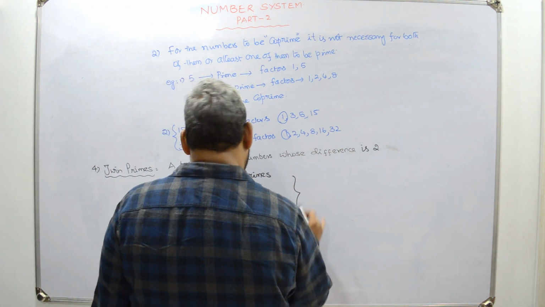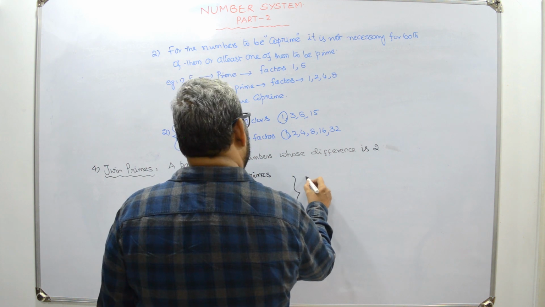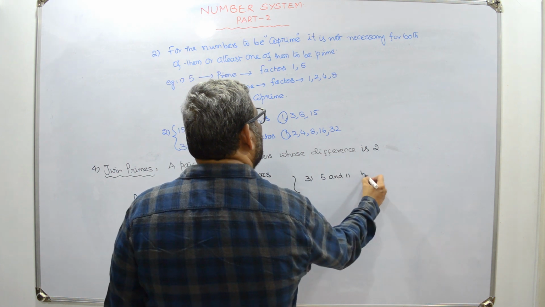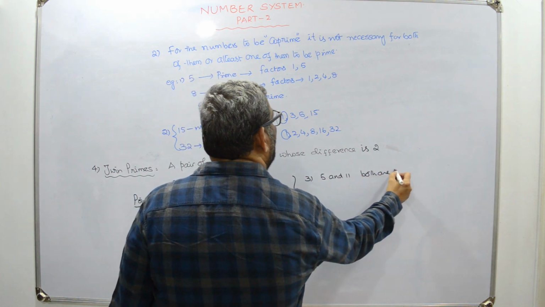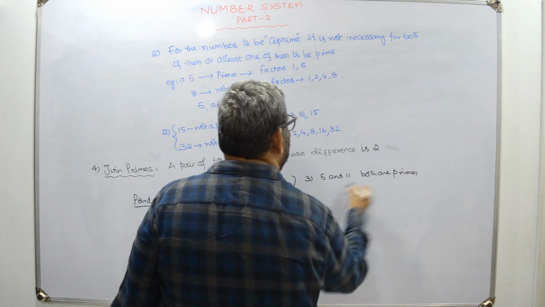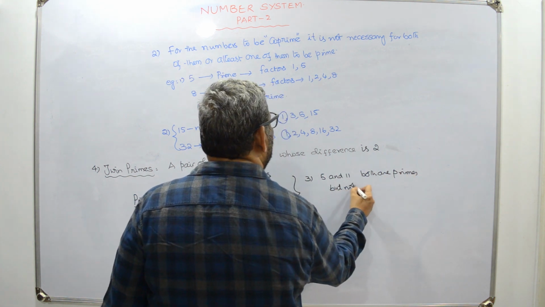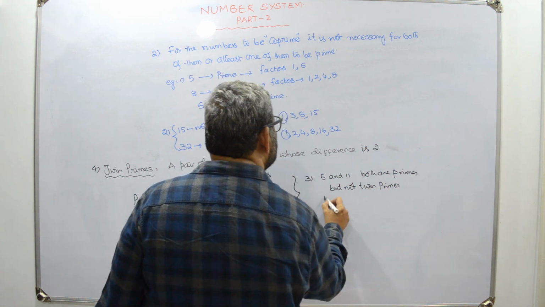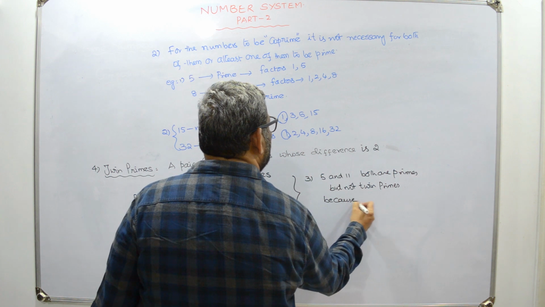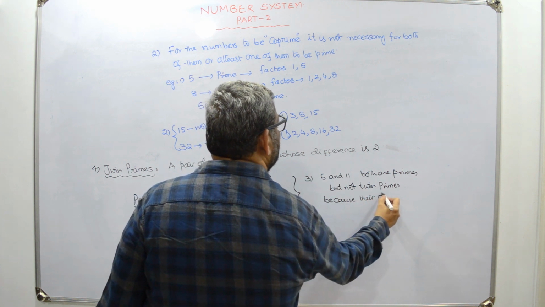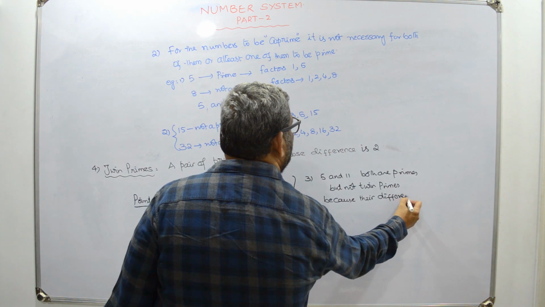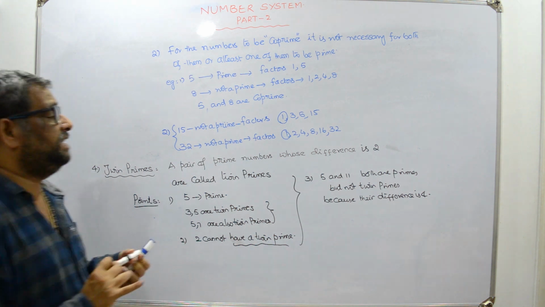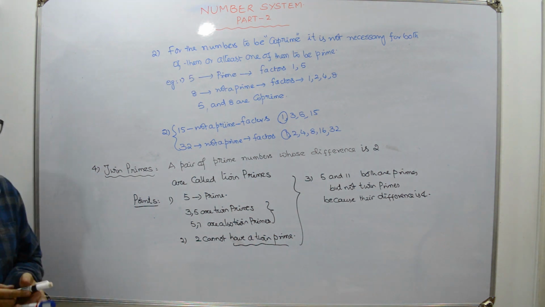For example, if you take 5 and 11, both are primes, but not twin primes, because their difference is 4. That's it. This is about the twin primes.